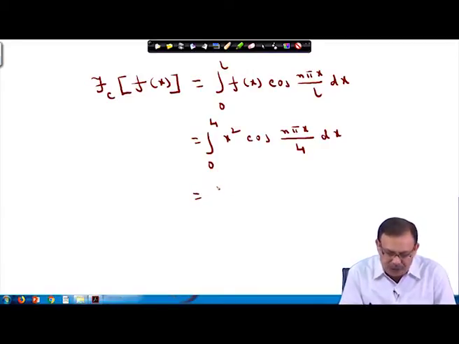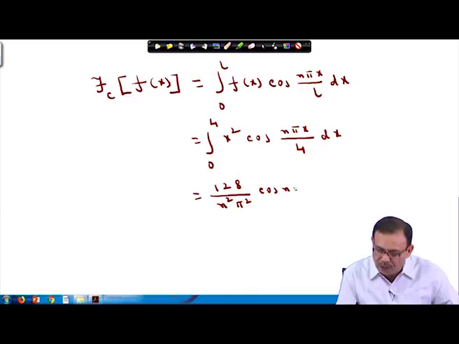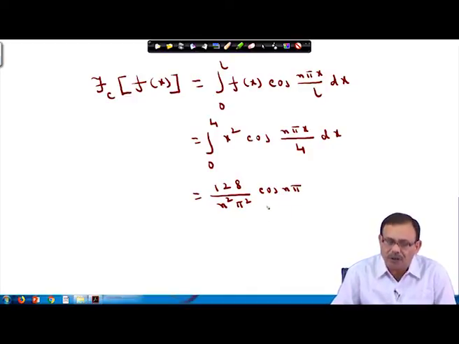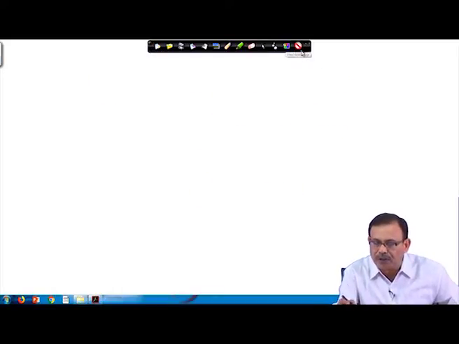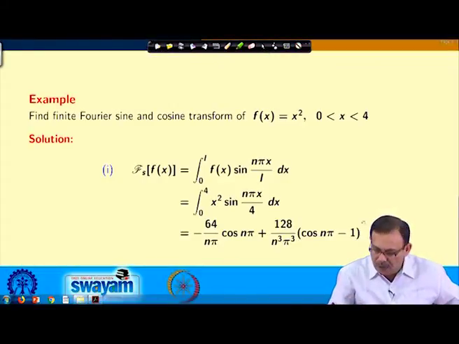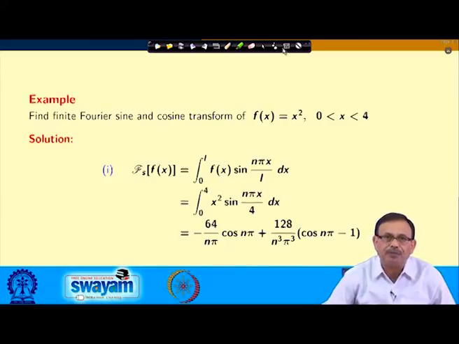If I evaluate the integral, I will obtain the value as 128 by n square pi square into cos of n pi. So cos of n pi value you can put it here. Your Fourier cosine transform of f(x), where f(x) is x square and x lies between 0 to 4, is equal to 128 by n square pi square into cos of n pi. If you just see it once, we have done it up to this.